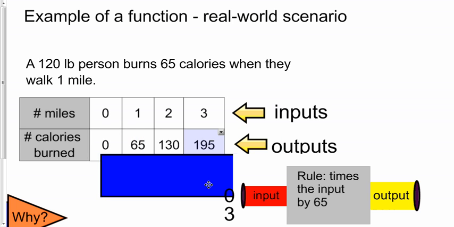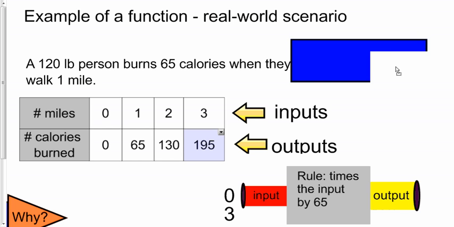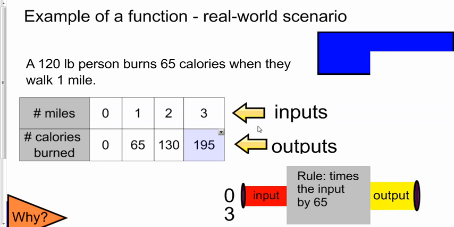And then 65 times 2 is 130. And 65 times 3, if I walk 3 miles, is 195. So it's this idea of I input a value, 0, and the rule in this case is times it by 65. So 0 times 65 should get me an output of 0. If I put in 3, I should get 195 there.